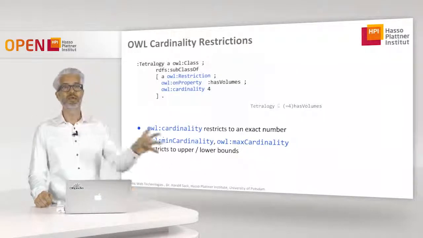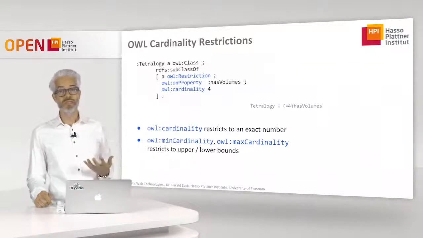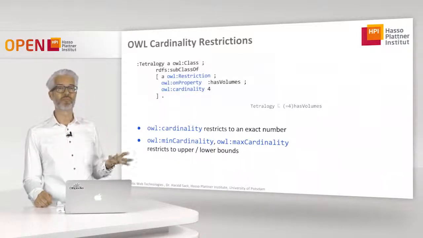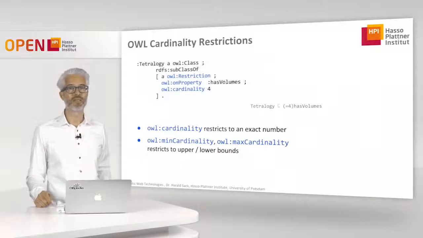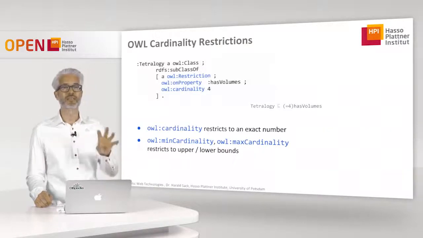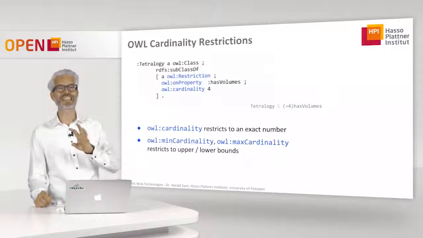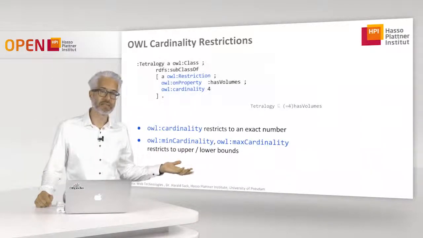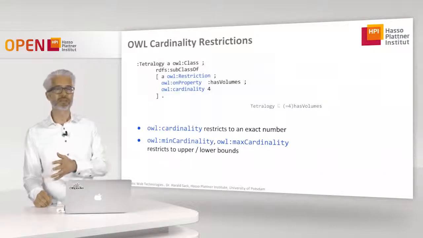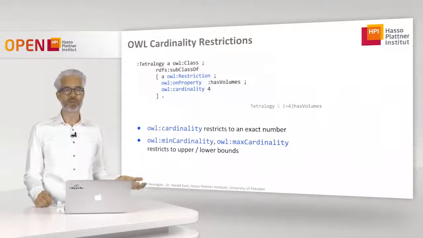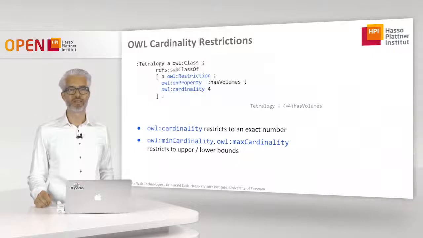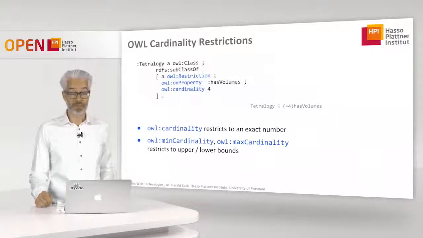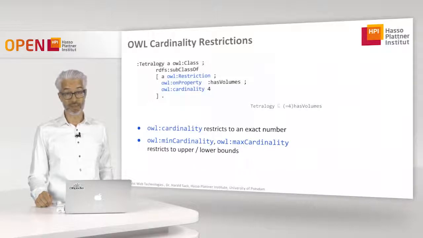And then with has volumes, usually the single volumes, number 1, number 2, number 3, and number 4 should be expressed then here as individuals. So this is then the cardinality restriction to an exact number. And if you combine this with min cardinality or max cardinality, you would restrict it to upper or lower bounds, likewise. And you will see plenty of examples of that then in the exercises to these lectures.